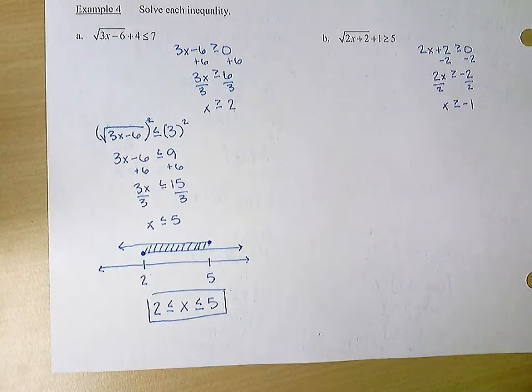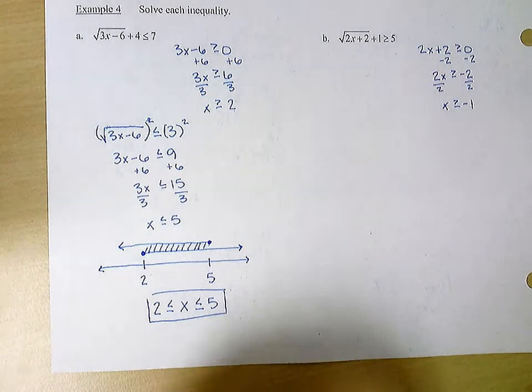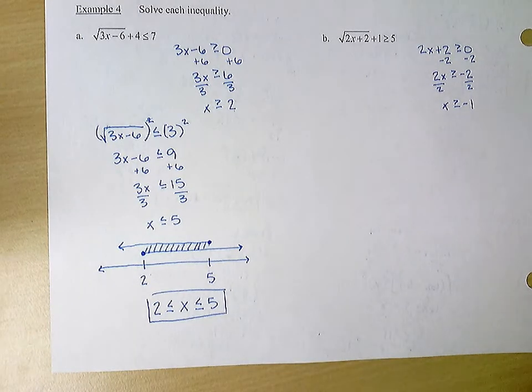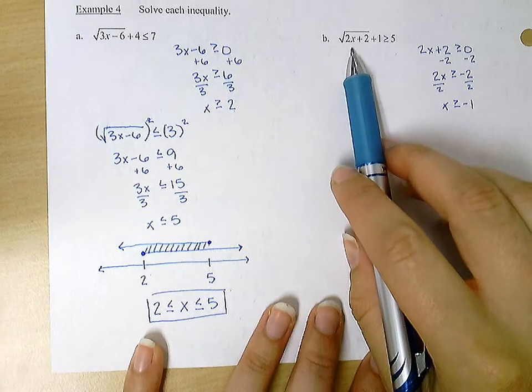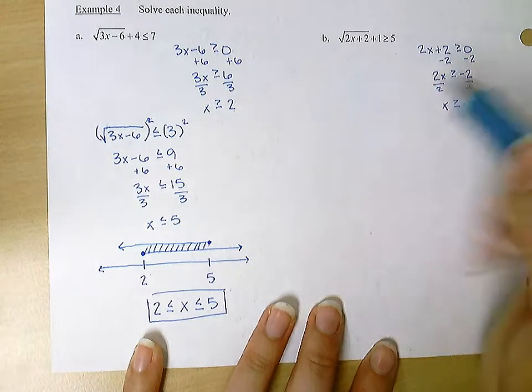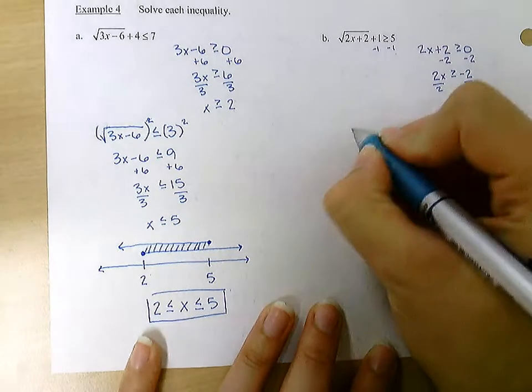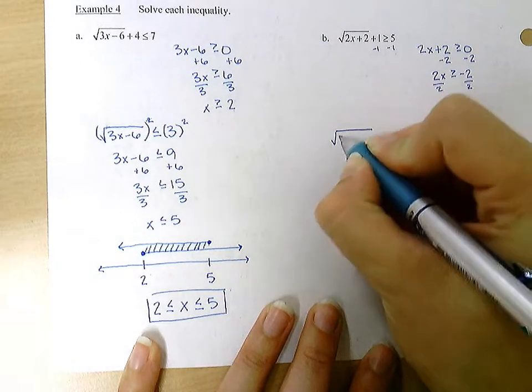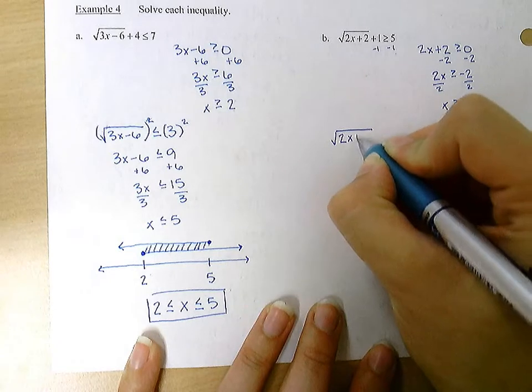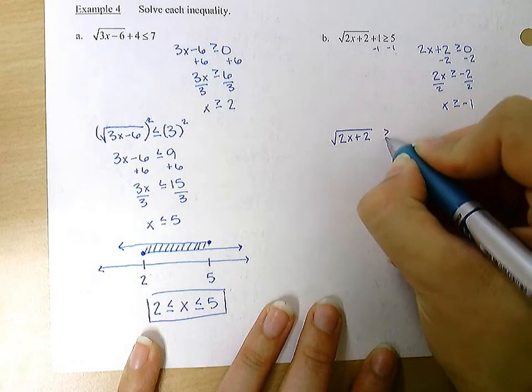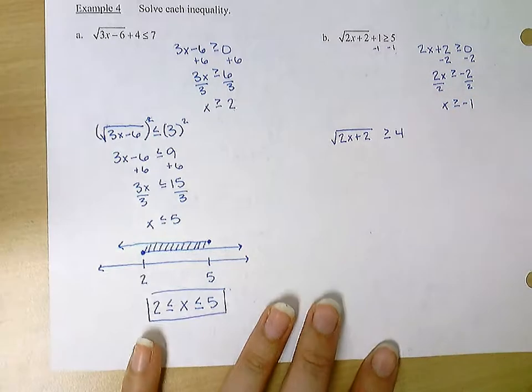So after I find that domain, next I can solve my inequality. So isolate your radical. So subtract 1 from both sides. So we have the square root of 2x plus 2 is greater than or equal to 4.